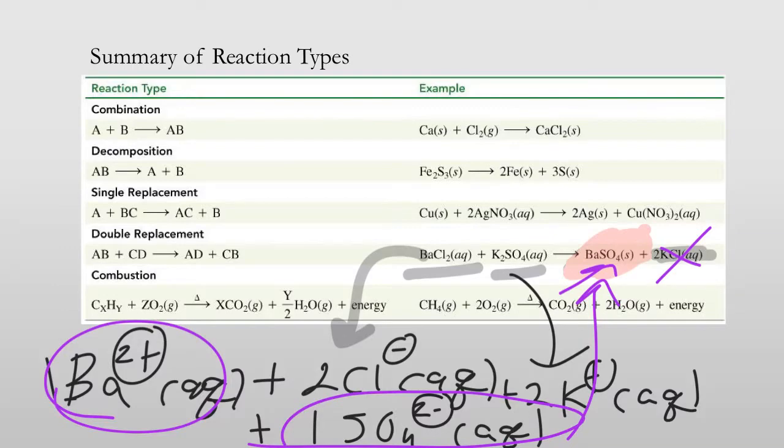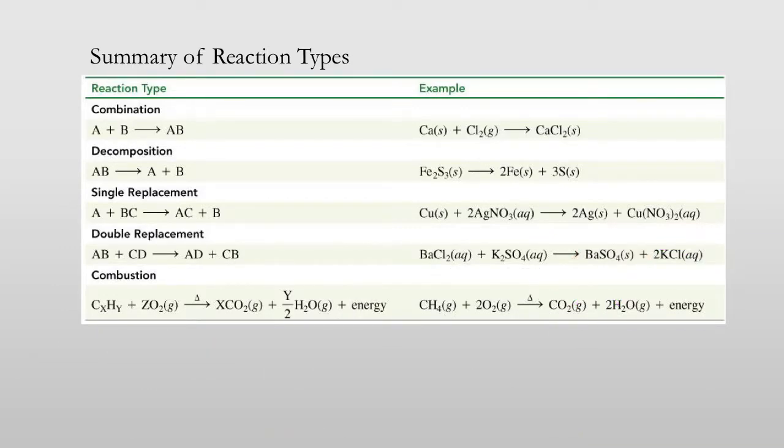And then the combustion has CxHy plus zO2 to make xCO2 gas plus y over 2 H2O and energy. That's a weird way of writing it, but the example they have is methane plus oxygen to make CO2, water, and energy.